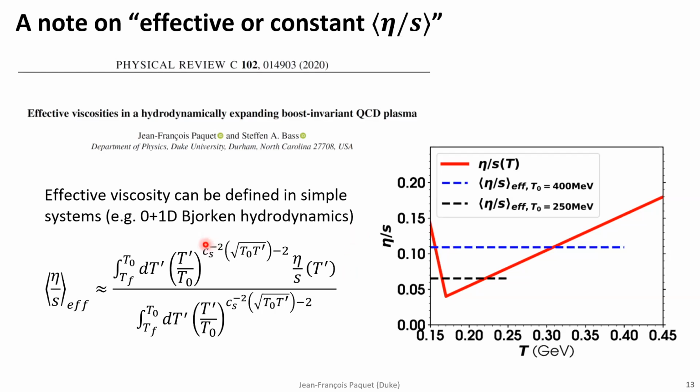And in that case, we could find a relation where your effective viscosity will be a function of the true viscosity that is temperature dependent, but also will be dependent on your equation of state through the speed of sound. It will depend on the initial energy of your system. So if your system has a higher initial temperature, it will see a different viscosity than if it has a smaller temperature.